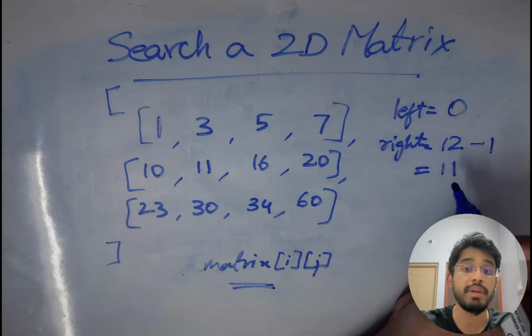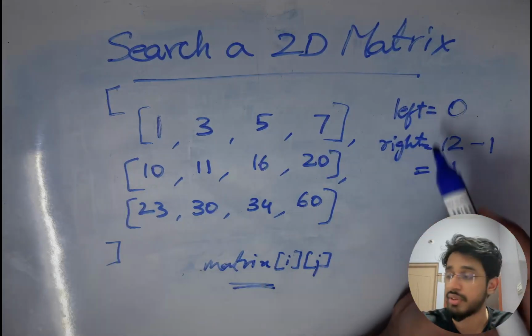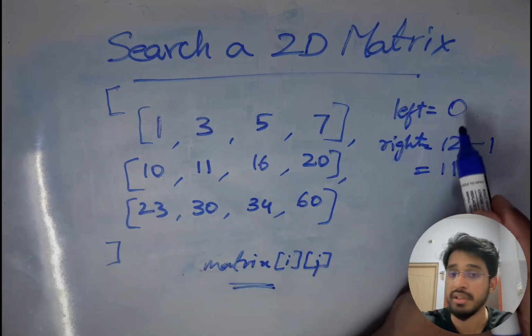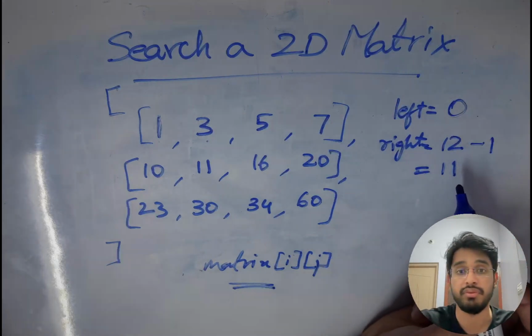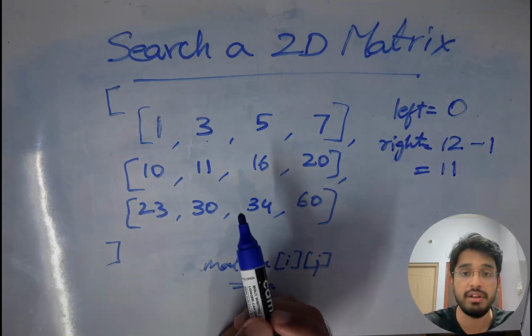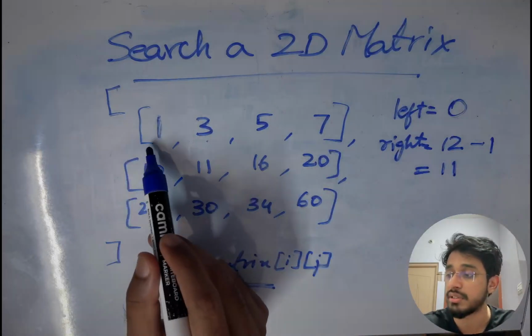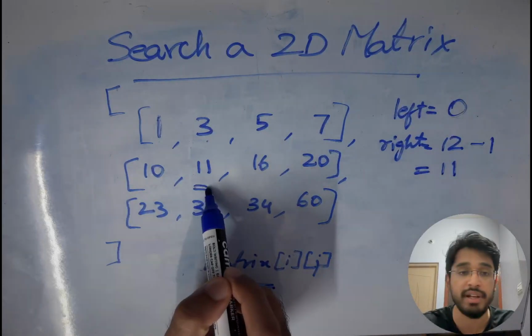Now we calculate the mid element. So what is the mid element? If I take the average of left and right, so 11 plus 0 divided by 2, that is 5.5, and we just need to take the floor value of that, so that would just be 5. So we need to find the value which is at the index 5. So that is 0, 1, 2, 3, 4, 5. So this is the value, that is 11.